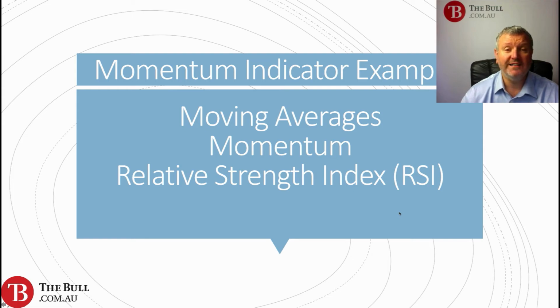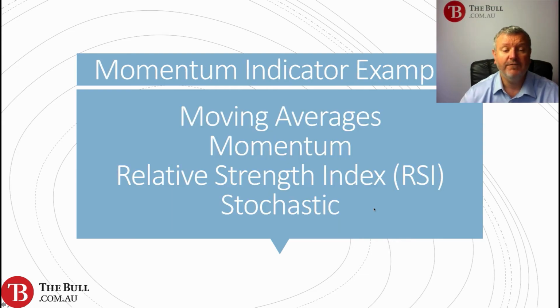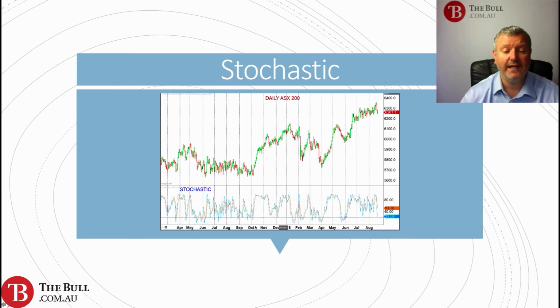We also have the relative strength index, or the RSI. It looks similar to the momentum indicator, but this is oscillating between 0 and 100%. And finally, we're going to take a look at the stochastic. The stochastic has two lines, again oscillating between 0 and 100%. Again showing it here on the daily ASX 200 chart, and in this case, we have two lines that cross over.